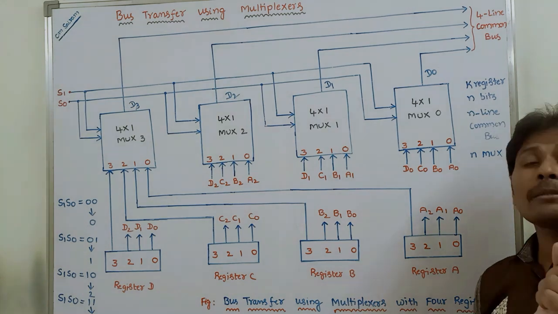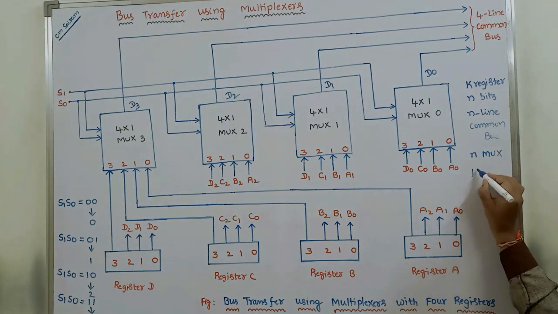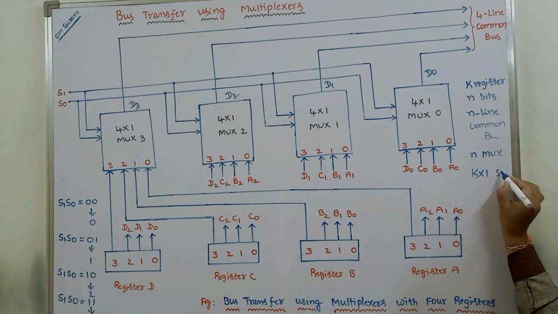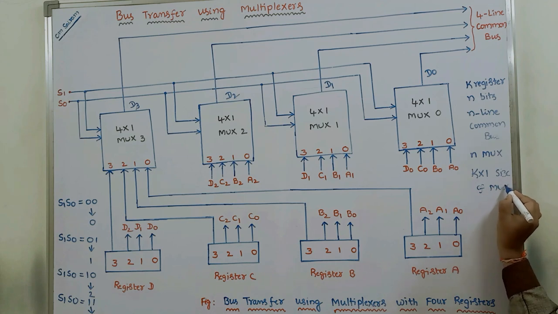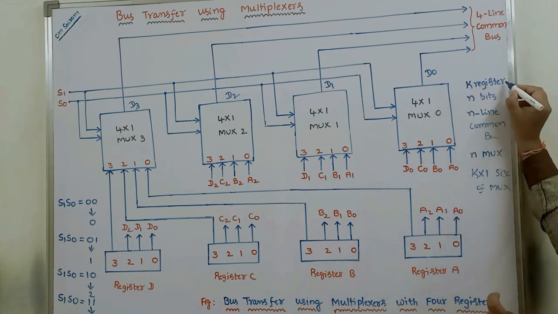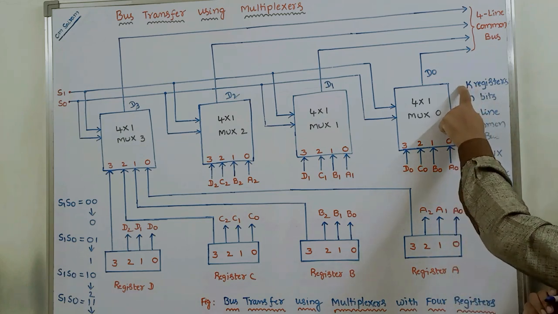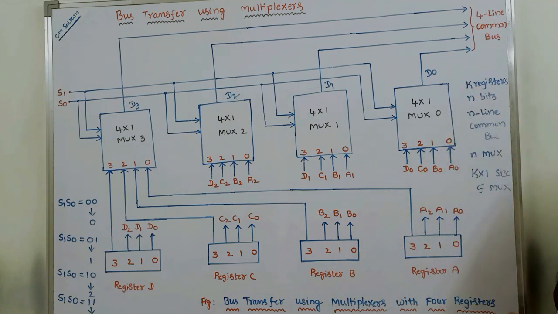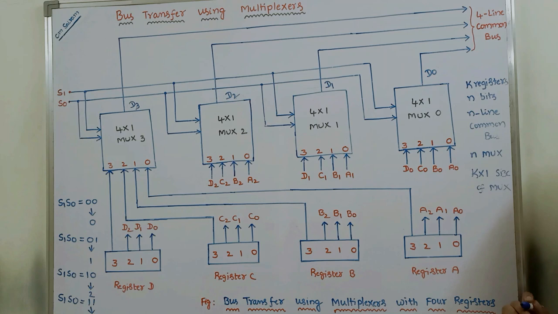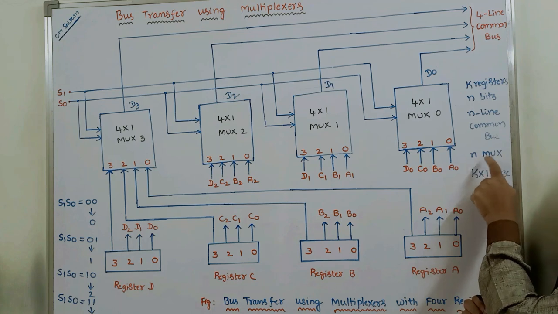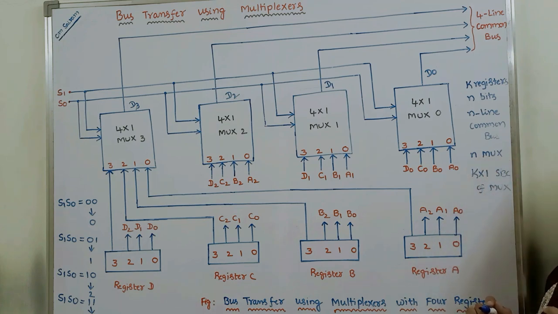What is the size of each and every multiplexer? That is, k by 1 is the size of the multiplexers. Okay? So, a common bus system consists of k registers. Each register contains n number of bits. Therefore, we require an n-line common bus system. n multiplexers are required to construct the bus system. The size of each and every multiplexer is k by 1.